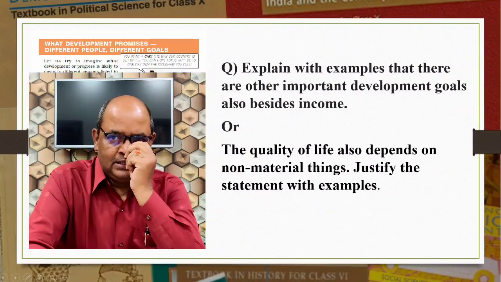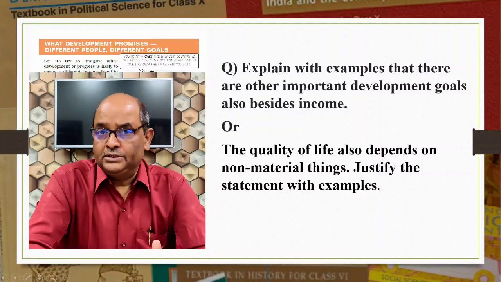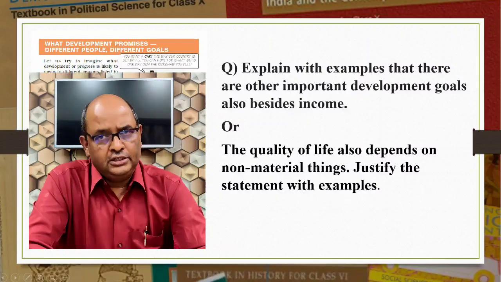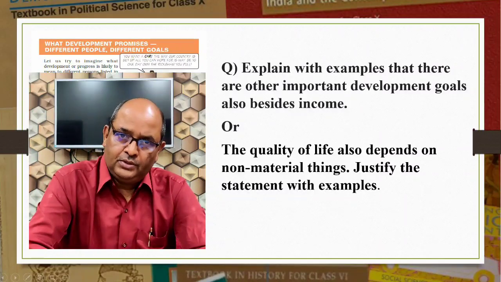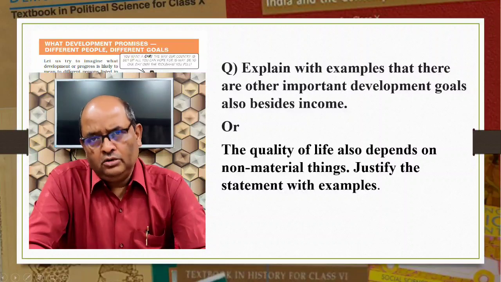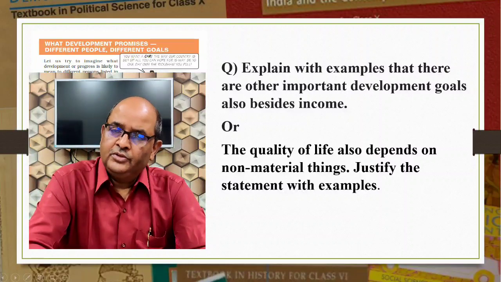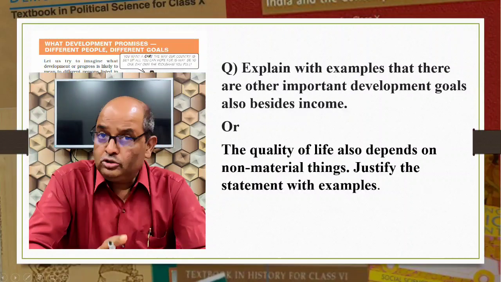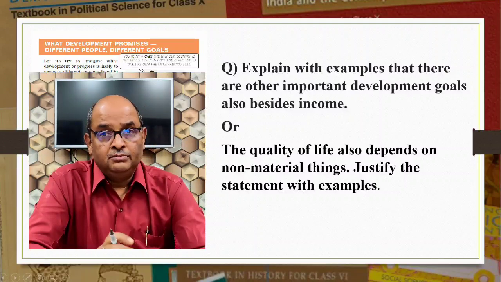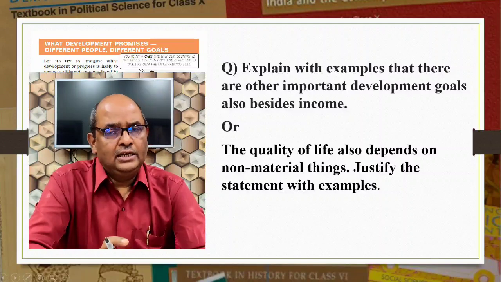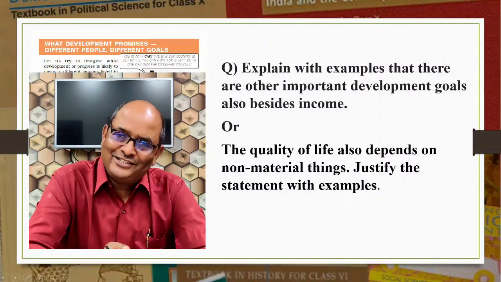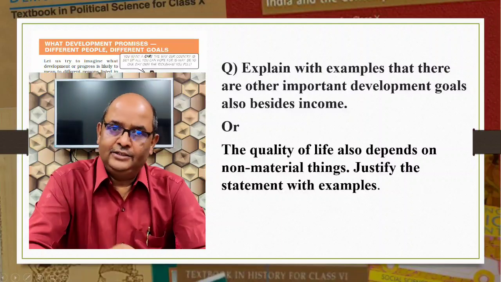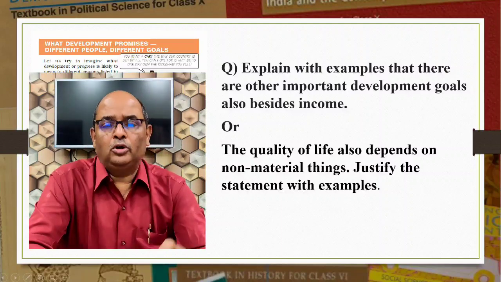Explain with examples that there are other important developmental goals besides income, or that the quality of life also depends on non-material things. Justify the statement with examples. No doubt, money or material things that one can buy with it is an important factor on which our life depends. But the quality of our life also depends on many non-material things. Besides income, people also seek things like equal treatment, freedom, security, and respect. They resent discrimination and want to live with honor and dignity. For some, these things are more important than income.